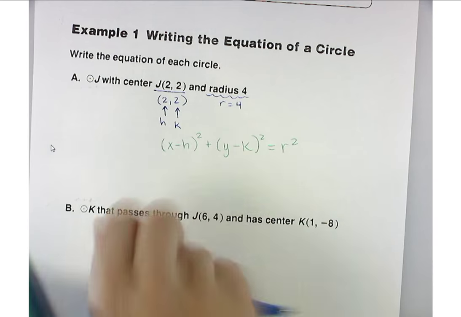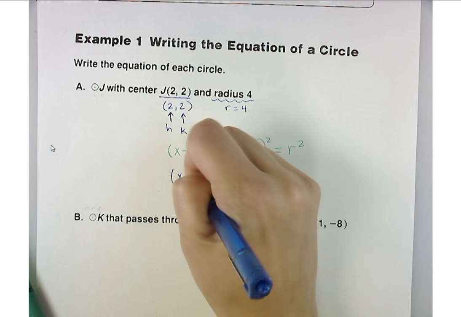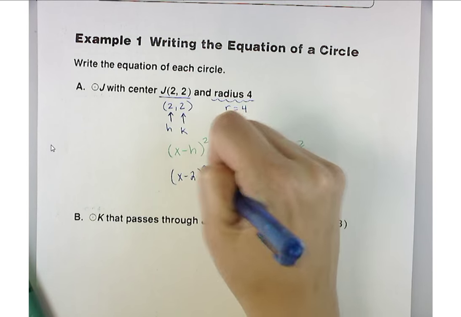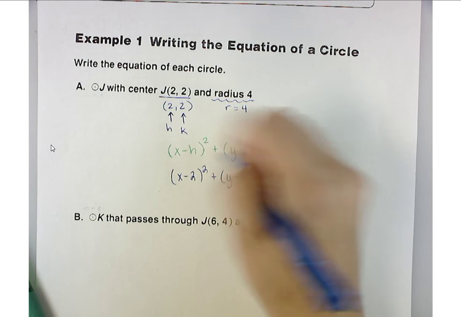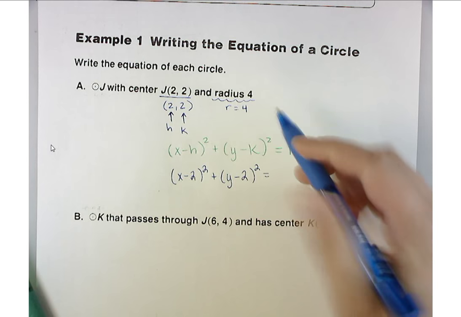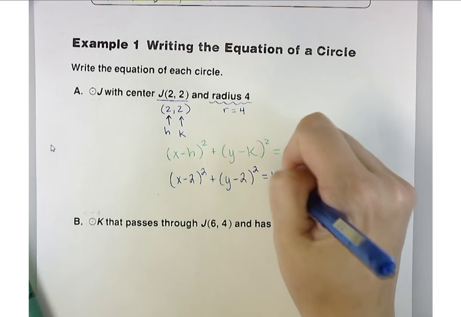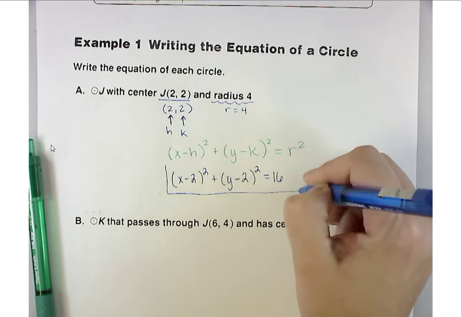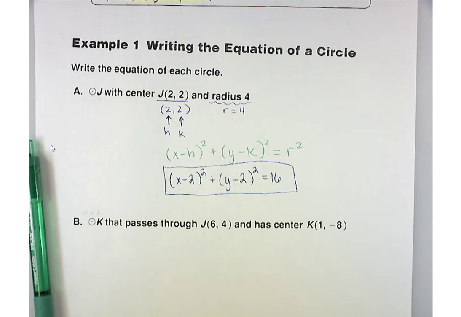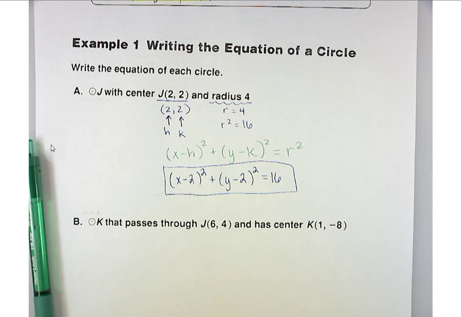Alright, so let's see how we did. So in place of h, we're going to have a 2, which means the x and the minus are going to stay the same. And then we're going to have y minus, and then k is 2. And then when we plug in 4, what's 4 squared going to be? 16. Okay, so you don't want to leave it as 4 squared in your final answer. You will simplify, and you will get 16. Okay, so r squared is 16. Okay, so that's what you can plug in.